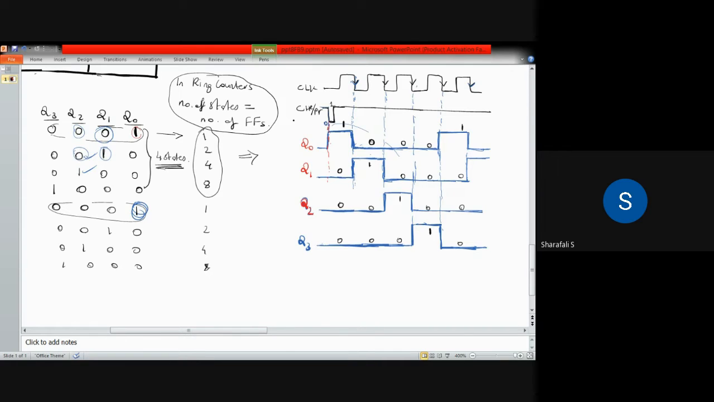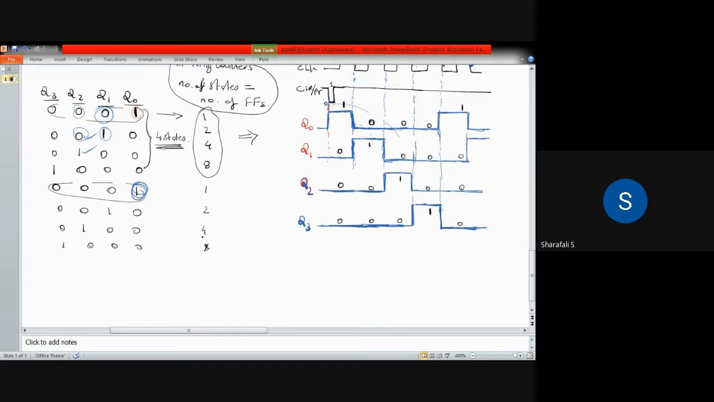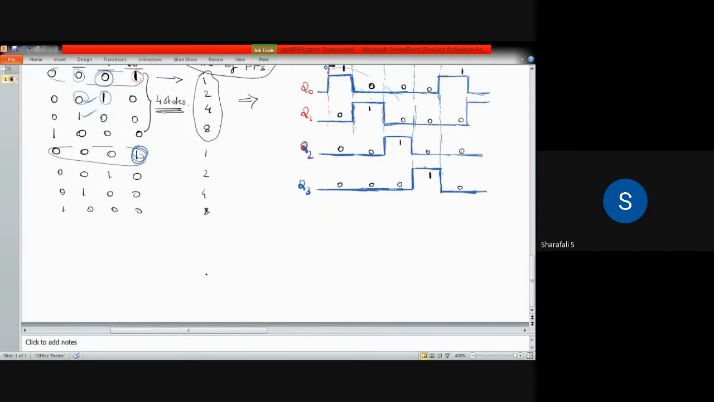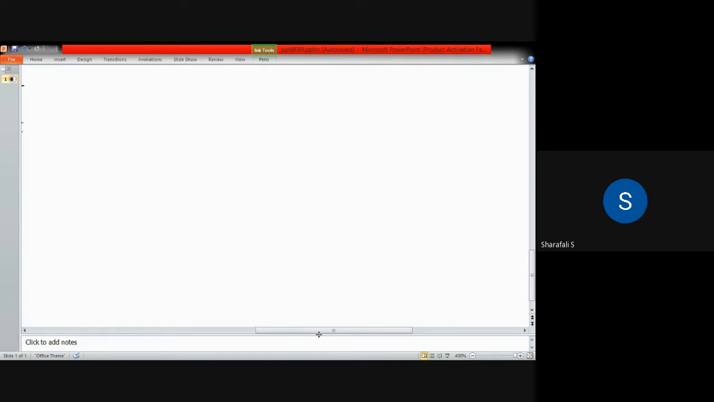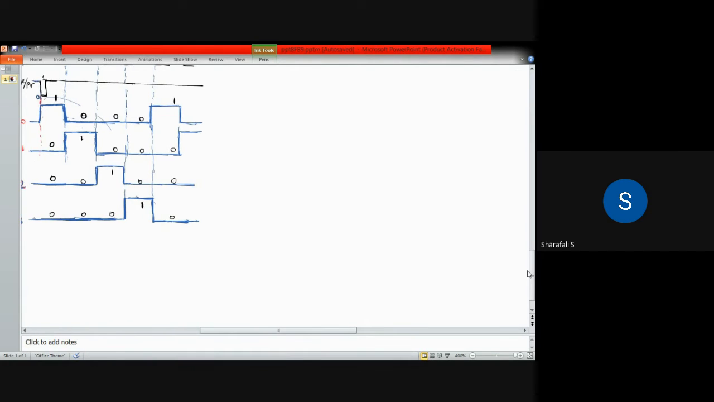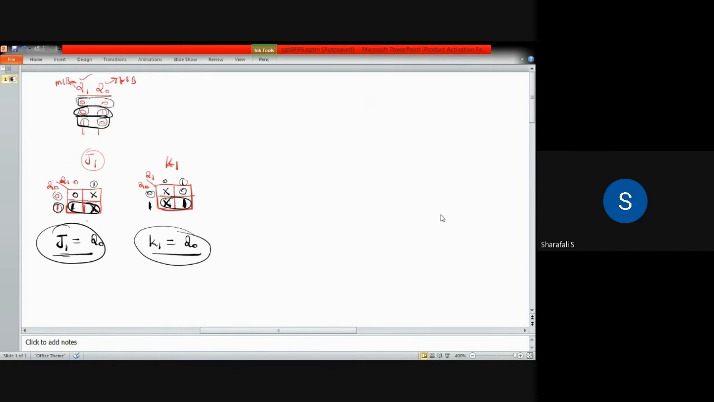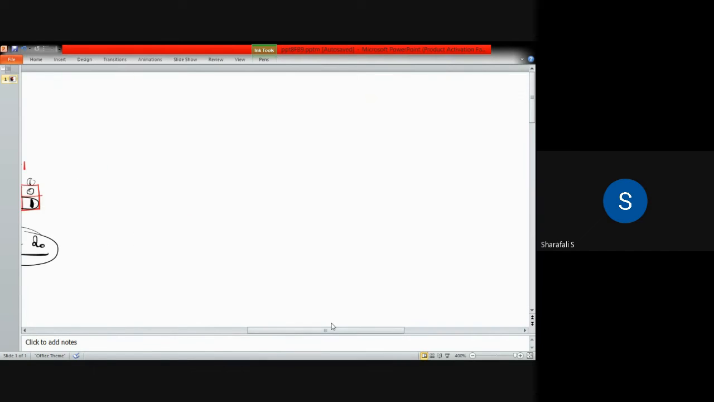Okay, now we will move to another ring counter, which is called the twisted ring counter. The next one is the twisted ring counter.